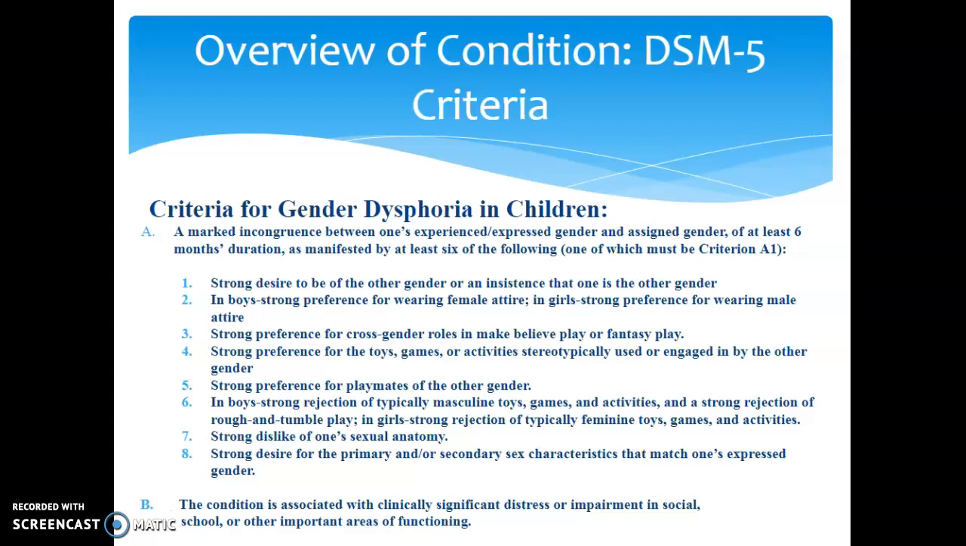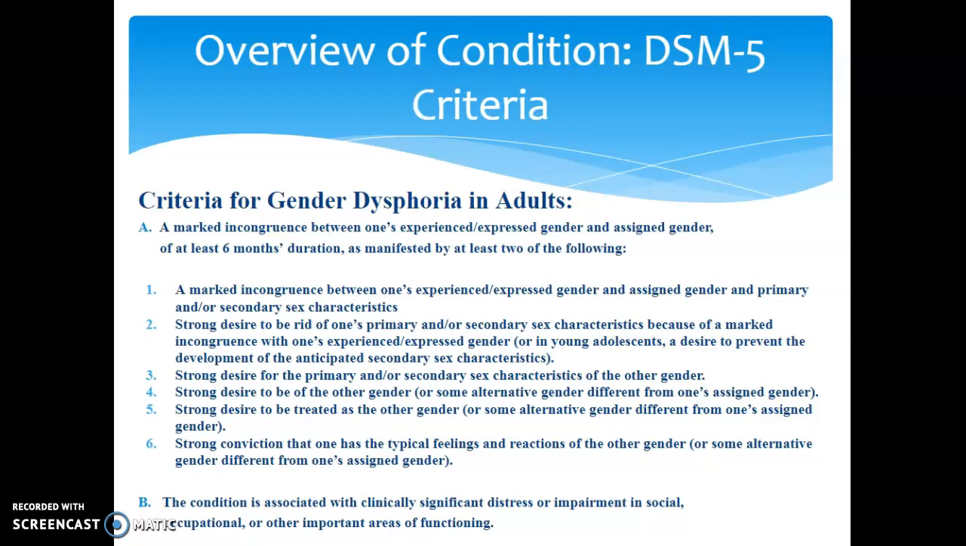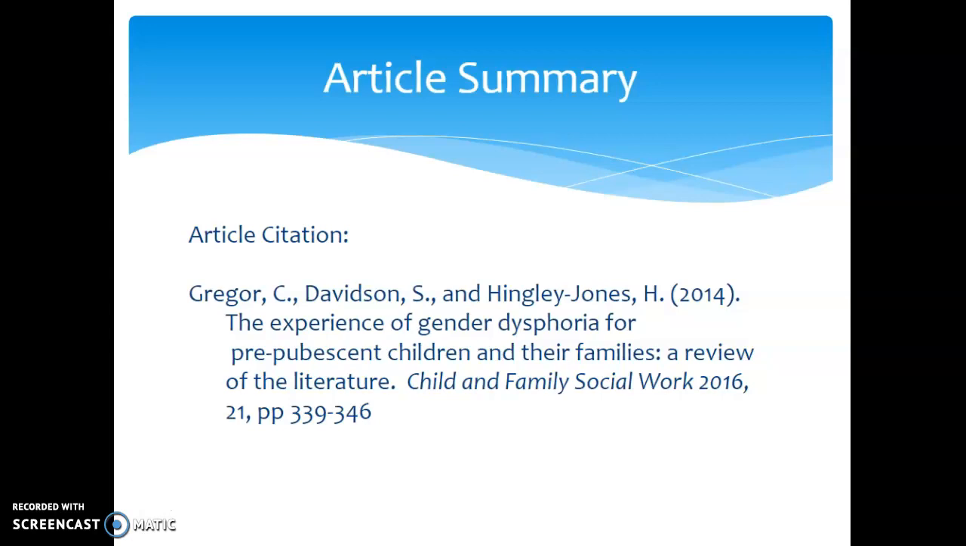Mary gave an overview of gender dysphoria and the DSM-5 criteria for gender dysphoria in children, as well as the criteria for gender dysphoria in adults. I will be doing the article summary on an article written by Gregor, Davidson, and Hingley Jones in 2014 titled The Experience of Gender Dysphoria for Prepubescent Children and Their Families, a Review of the Literature.